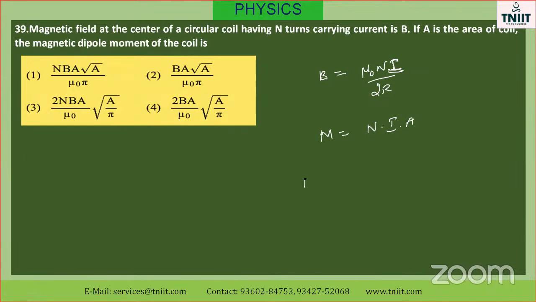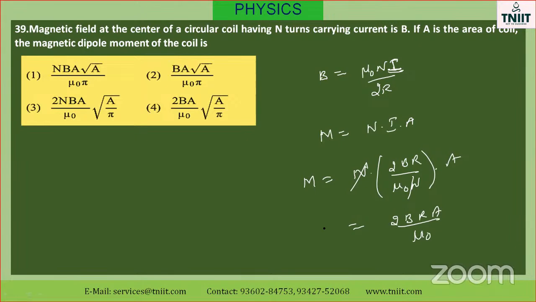Now they are asking to find this. N I will keep as it is. What is I from this? 2 times BR divided by mu naught N, into A. So N and N will get cancelled out. So 2 times BRA divided by mu naught will be equal to M.